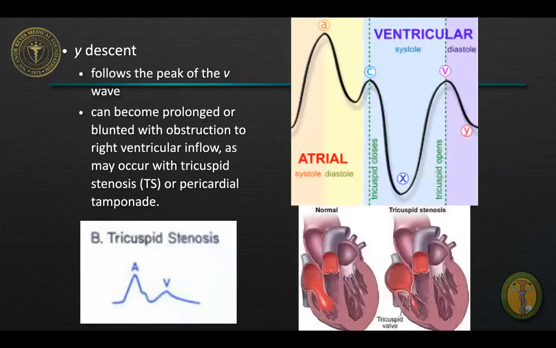And lastly is the Y descent. Y descent happens when the blood flows from the right atrium to the right ventricle. So the pressure in the jugular vein decreases. Y descent can become prolonged or blunted with obstruction to right ventricular inflow, as may occur with tricuspid stenosis or in patients who have pericardial tamponade.